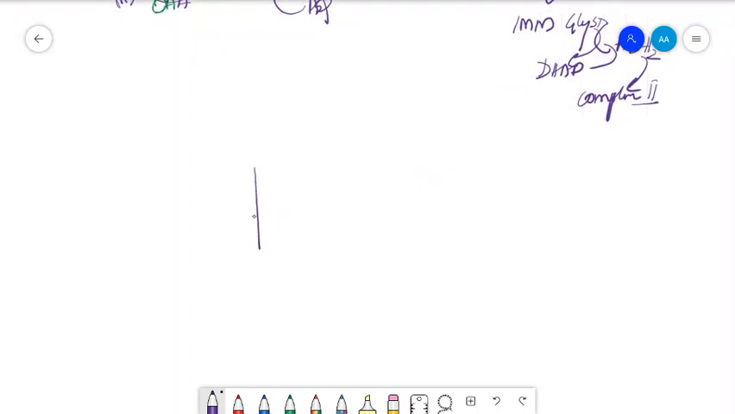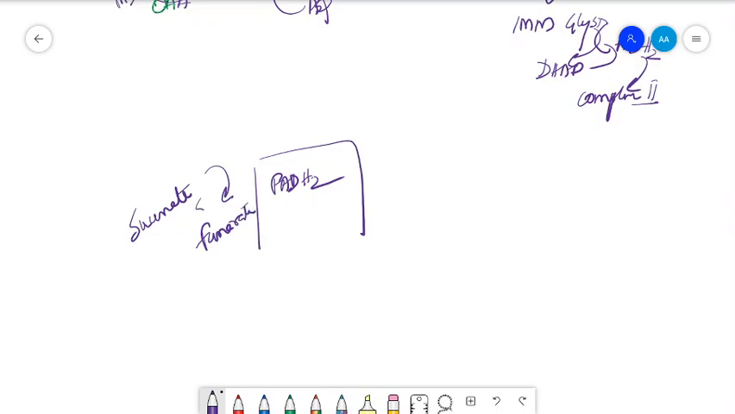Now complex 2. The complex 2 receives FADH2 from this glycerol 3-phosphate, and also from succinate, which is converted to fumarate with the help of the succinate dehydrogenase enzyme. So FAD is converted to FADH2. It enters complex 2 and transfers electrons to ubiquinone. So our queen, ubiquinone, receives electrons from complex 1 and complex 2.